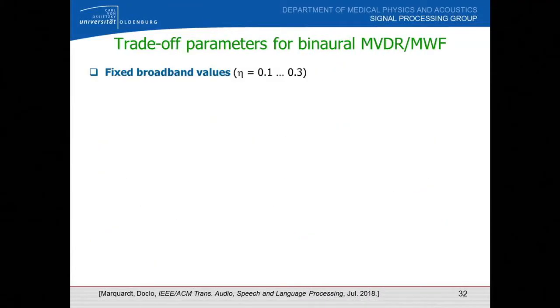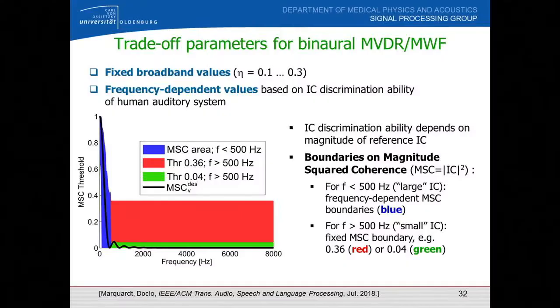So, how can we now choose this trade-off parameter? There are actually different ways. If you are striving for a very easy solution with no computational complexity, you just take a broadband value. Something between 0.1 and 0.3 actually works quite okay. In the last years, we've also come up with some better approaches, which are more psychoacoustically motivated. We've looked at approaches based on the discrimination ability of the human auditory system for this interaural coherence. There are several psychoacoustic studies that have shown that if the IC is high, then you shouldn't touch it too much because then you will actually hear it.